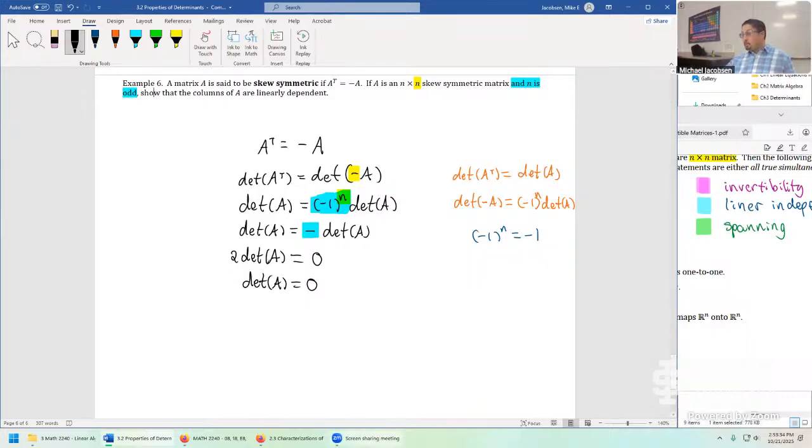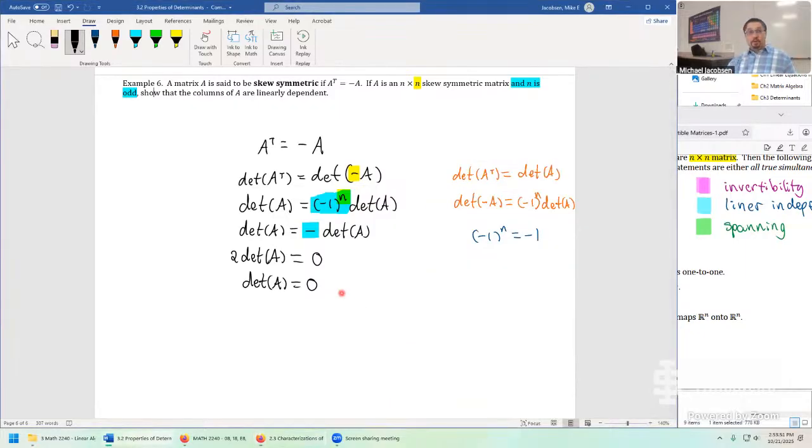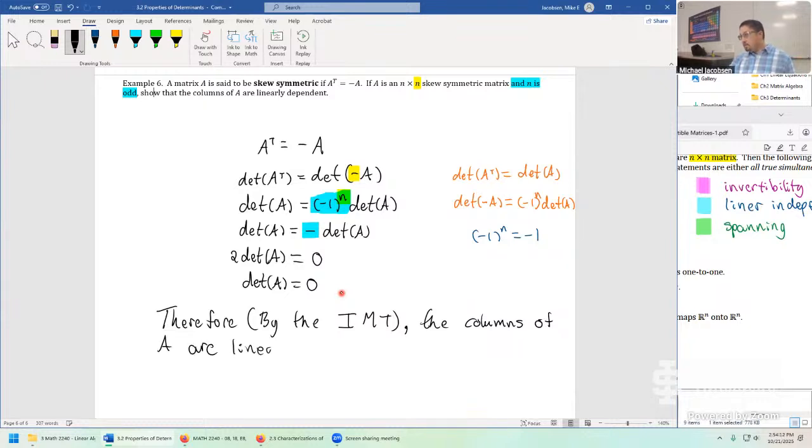Once determinant of A is 0, invertible matrix theorem is on the table for us. It negates part n, and so now it negates part E as well. The columns of A are now known to be linearly dependent because we had a 0 determinant, not a non-zero determinant. So at this stage, we're done. We can say, therefore, by the invertible matrix theorem, the columns of A are linearly dependent.